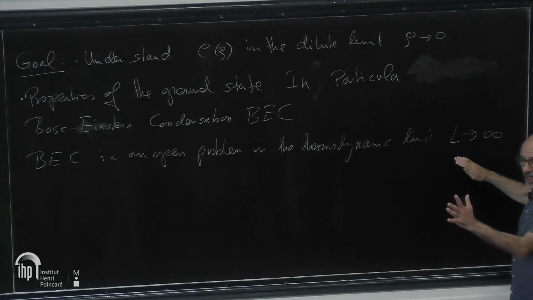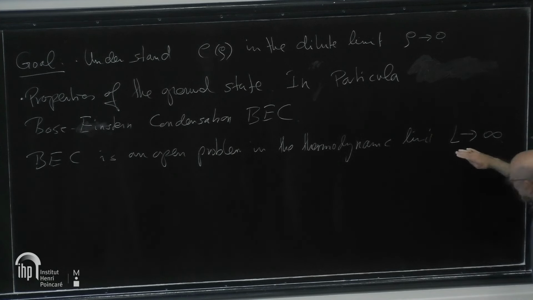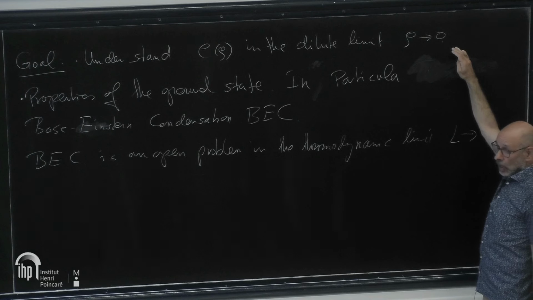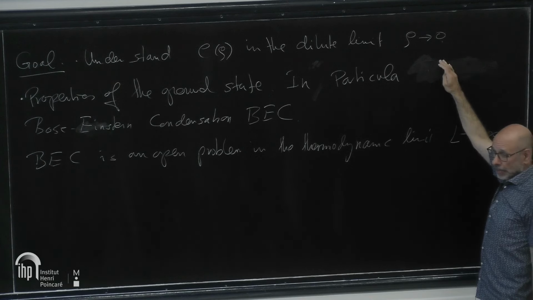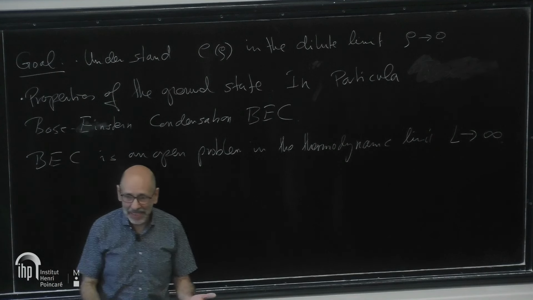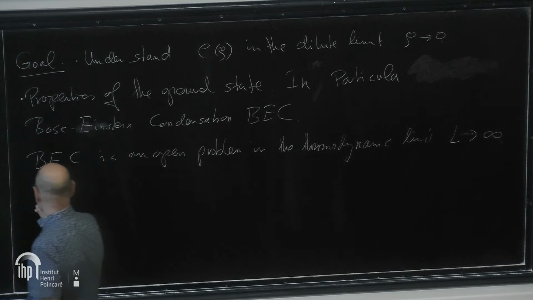I'll try to address it when I get to what we can prove and how we get around not being able to prove BEC in the thermodynamic limit and still be able to prove the Lee-Huang-Yang formula in the thermodynamic limit. Okay, but in order to talk about the length scales and talk about what I mean by diluteness and so on, I need to introduce the scattering length.